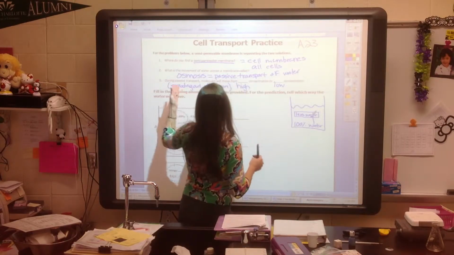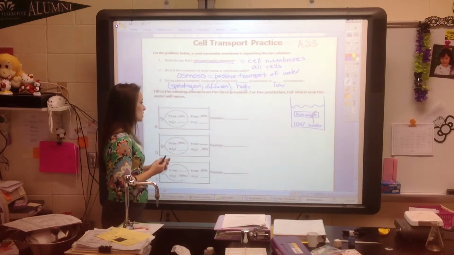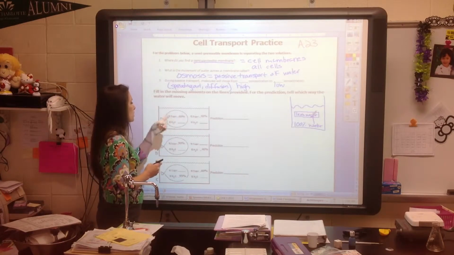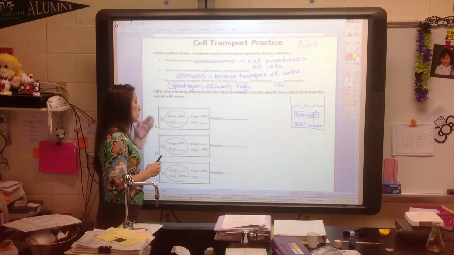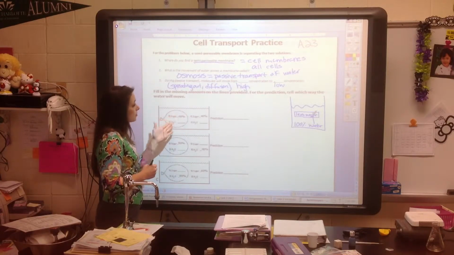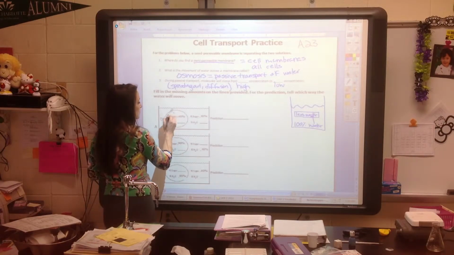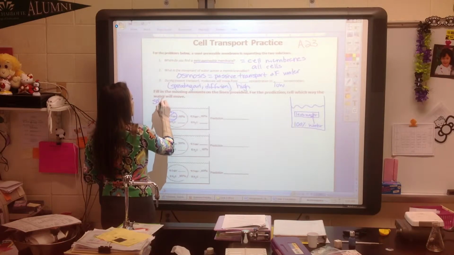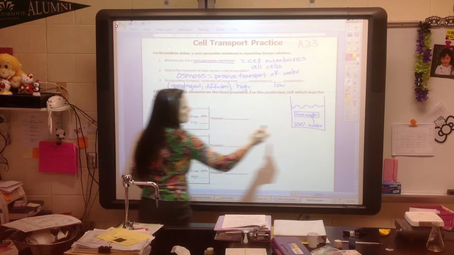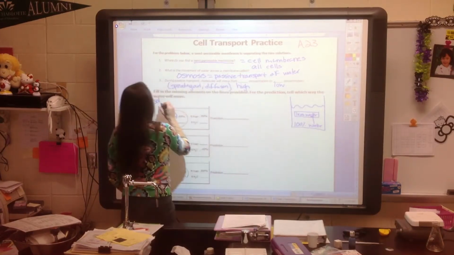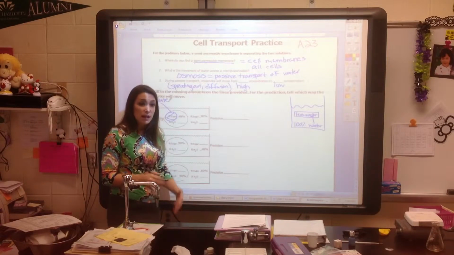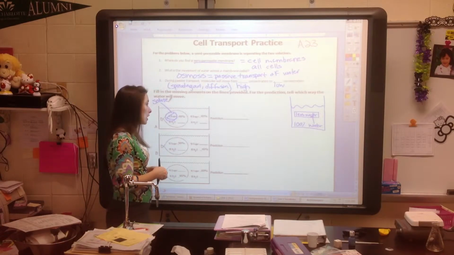And so what we're going to do here is we're going to do some predictions. We're going to do some practice. For each prediction, tell which way the water will move. Well, we don't have the water numbers given to us. We have something called sugar given to us. And we want to label that that's an example of a solute. Sugar and salt are both solutes. They take up space within the water area.